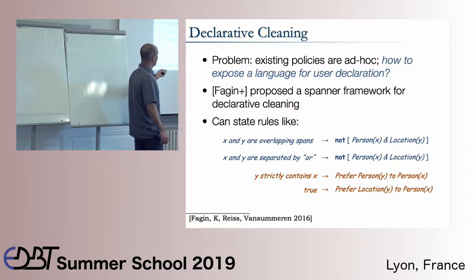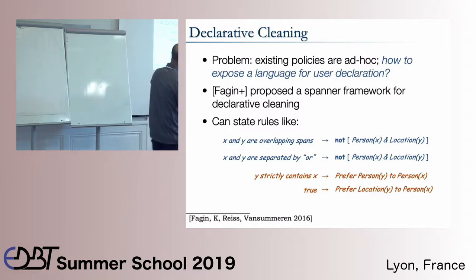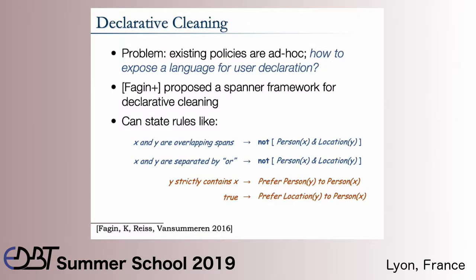You say things like, if the span y strictly contains the span x, then person y is preferred to person x. Or it is the case that I always prefer the location extraction to the person extraction. Why? Because I trust my location extractor better. So it doesn't mean that we throw away all of these person x. It just means that if we have a conflict, then we prefer one over the other. But we also need to define what this means.